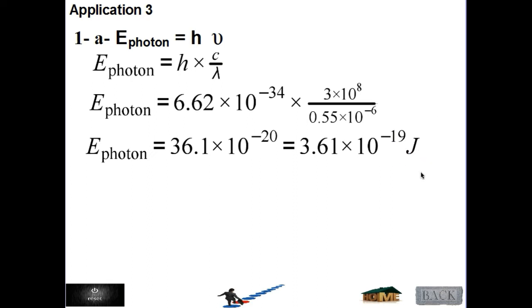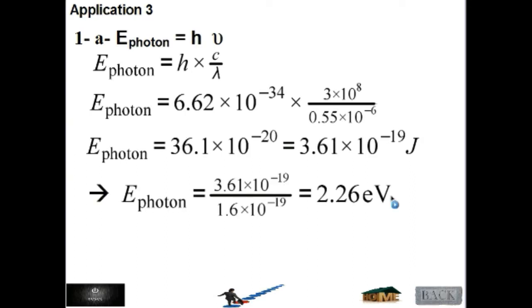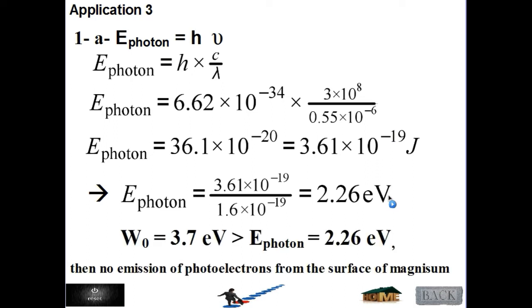We can convert the joules into electron volt to compare it with the work function given. So the energy of the photon is 3.61 times 10 to the power minus 19 over 1.6 times 10 to the power minus 19, equal 2.26 electron volt. Now we can compare it with the work function. The work function is 3.7, which is greater than the energy of the photon, then no emission of photoelectrons from the surface of magnesium.